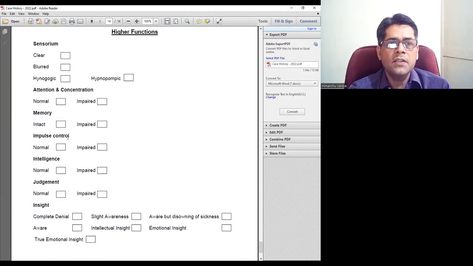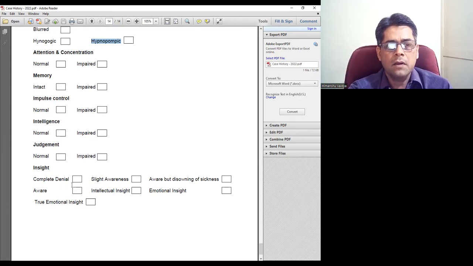Then we come to higher functions. Sensorium, is it clear, blurred, hypnagogic, like just before the sleep, or hypnopompic, after the sleep when you wake up. Attention normal and concentration normal or impaired. Memory normal or impaired. Impulse control, same. Intelligence, judgment, whatever is there, we tick. And if it's normal, nothing to worry. If we say impaired, we have to detail out the impairment.